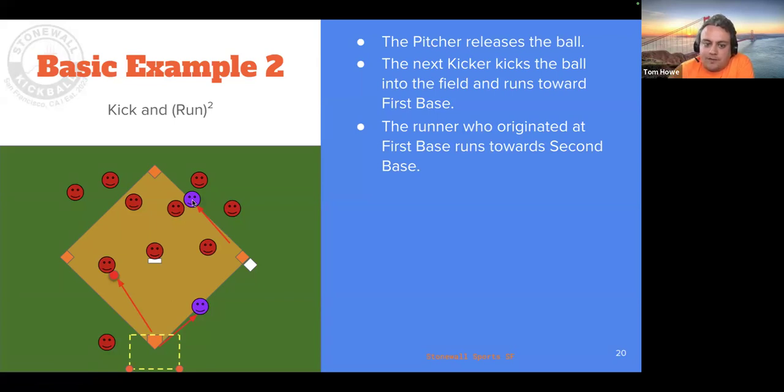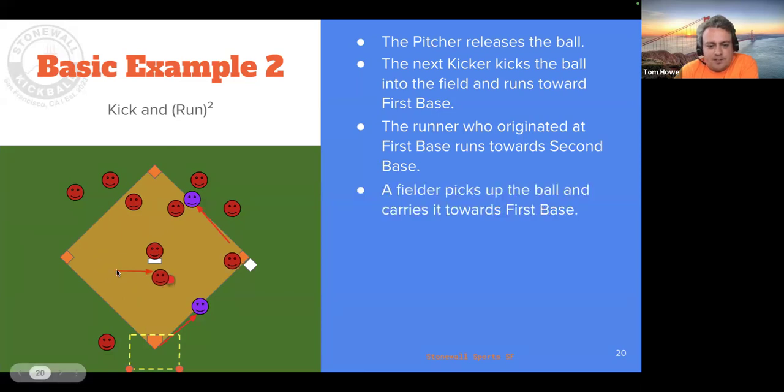the runner who was on first base is going to take off from this orange base and run towards second as fast as they can. We'll cover why they have to do that in just a moment. But for now, you can just rest assured that in general, runners want to move from first to second to third to home. They're moving towards home plate.